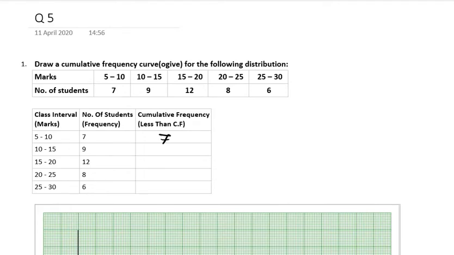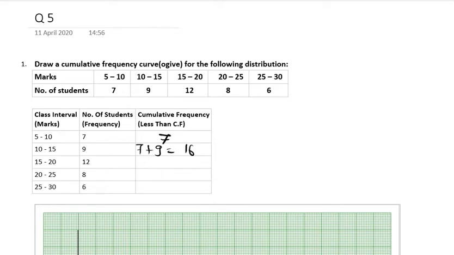If I ask a question that how many students have scored marks less than 10, 7 students have scored the marks, okay, then this frequency gets added with the next frequency. So 7 plus 9, 7 plus 9 is how much? 16. The valid question should be how many students have scored marks less than 15. Less than 15 marks are scored by 16 students. 9 are over here and 7 are over here. Both are less than 15. So 9 plus 7 is 16.